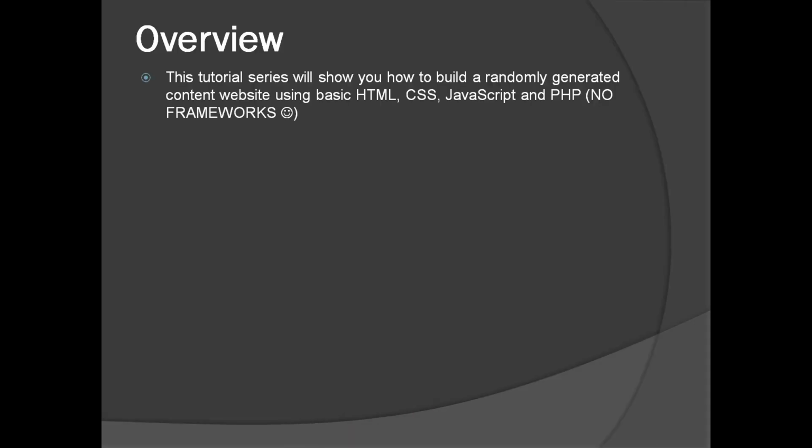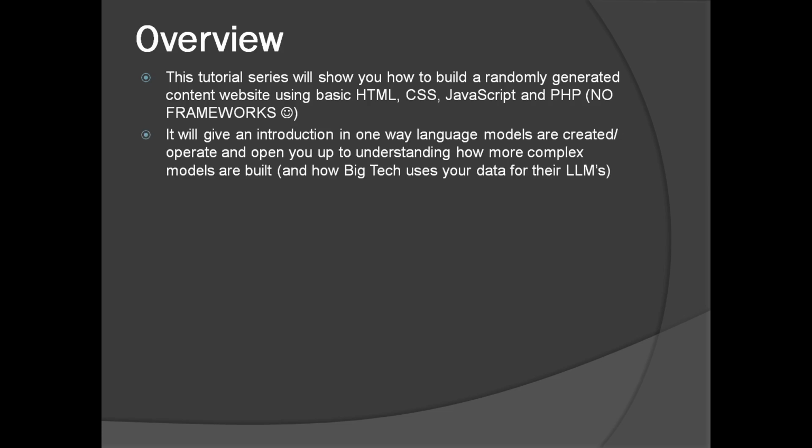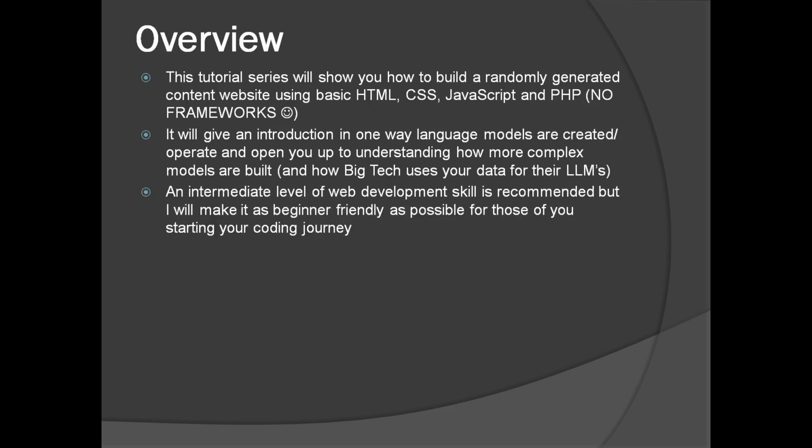overview here. So this tutorial series will show you how to build a randomly generated content website using basic HTML, CSS, JavaScript, and PHP. No frameworks at all. It will give an introduction in one way language models are created, operate, and open you up to understanding more complex models and how they are built, and how big tech uses your data for their large language models. An intermediate level of web development skill is recommended, but I will make it as beginner-friendly as possible for those of you starting your coding journey.